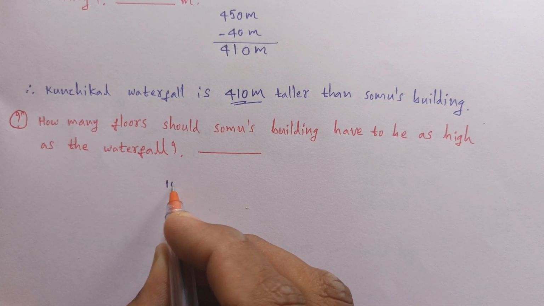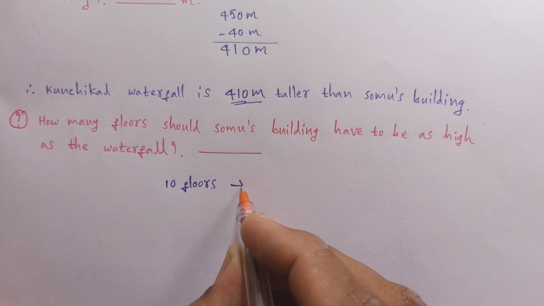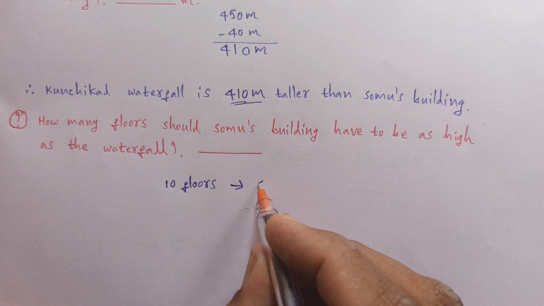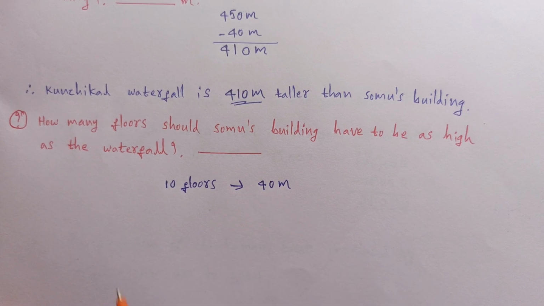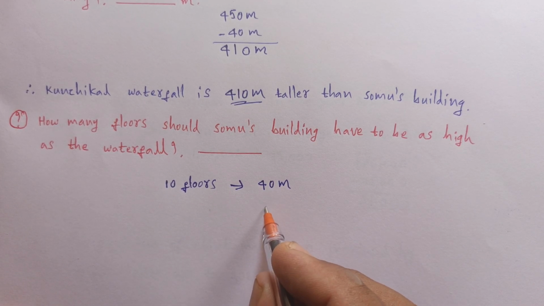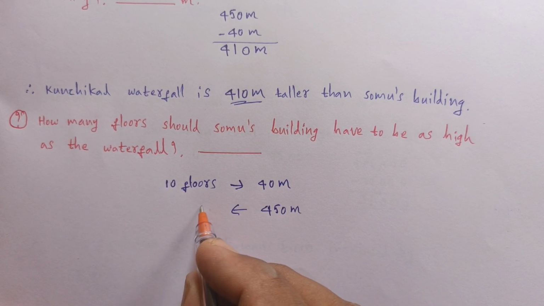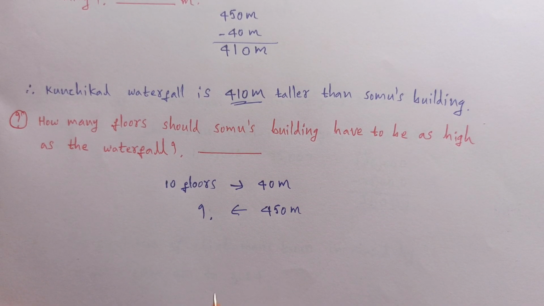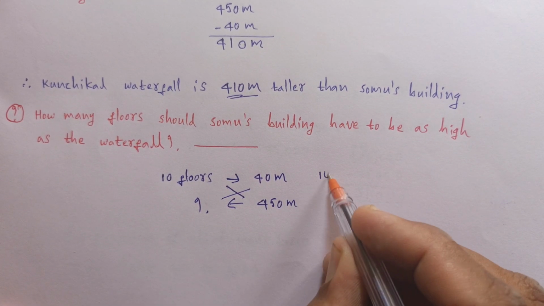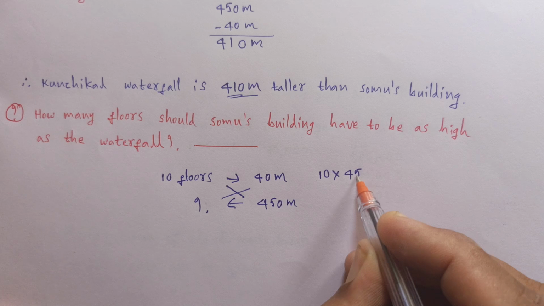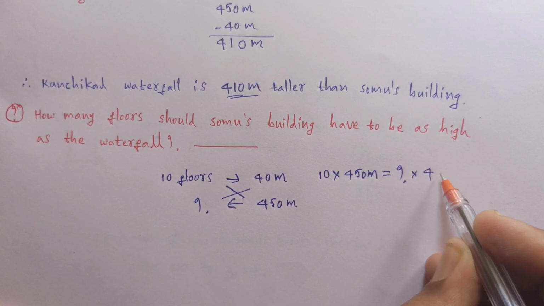For 10 floors, that means Somu's building height is how much? 40 meters. For 10 floors, it is 40 meters. Now Kunchikal waterfall height is how much? 450 meters. How many floors does it require? So here if you perform the cross multiplication, 10 floors into 450 meters equals question mark into 40 meters.